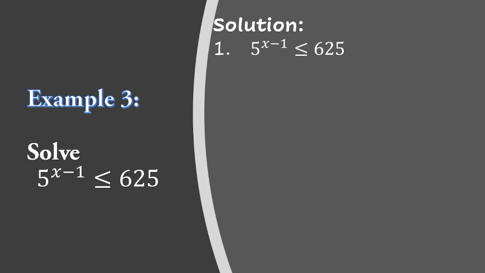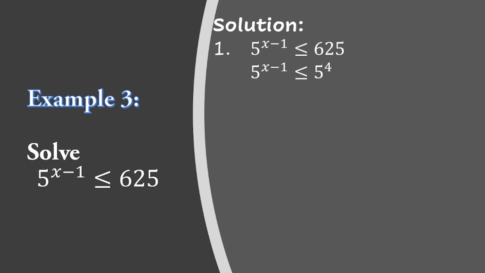So we can make use of 5 raised to 4 because that is also equal to 625, because 5 times 5, that is 25, times 5 for the third time, that is 125, and times 5, 125 times 5, that is 625. So we have 4. You multiply 4 times the 5 to itself. So we have 5 raised to x minus 1, then less than or equal to 5 raised to 4.